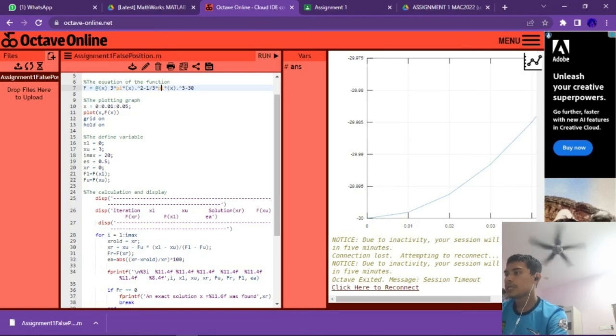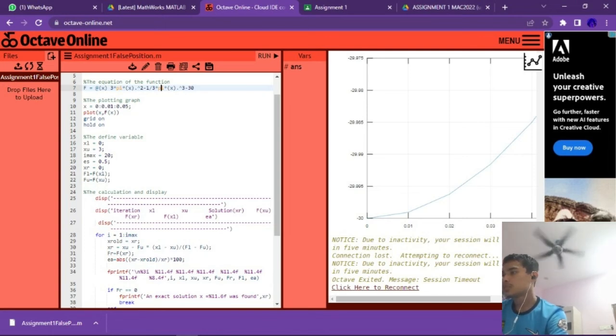So for the variable xl, I use x0 and 0 because we start from 0, and for the xu we use 3. So for the iteration, we put the max iteration at 20, because if the code keeps calculating until infinity, the output will be miserable. So we set imax equal to 20.